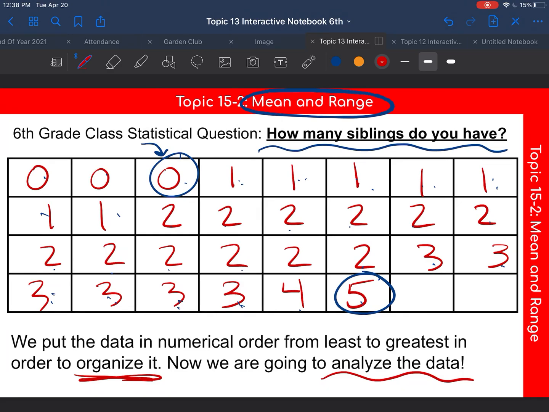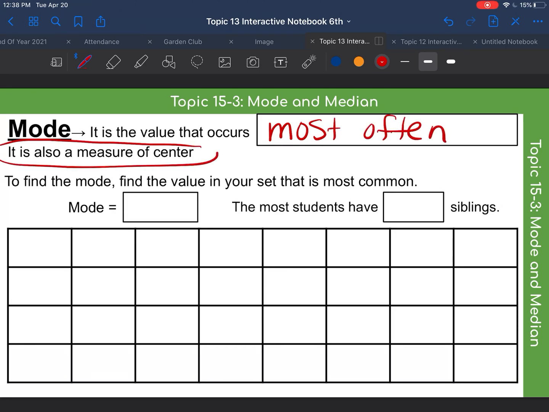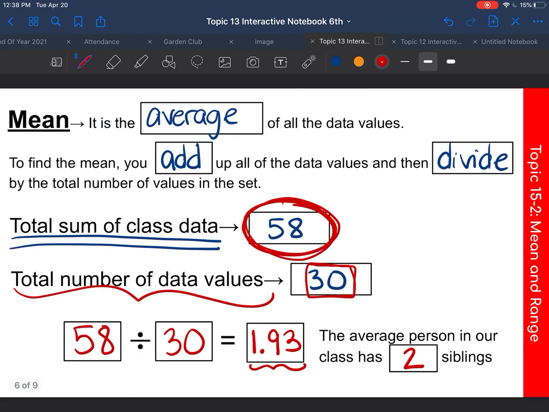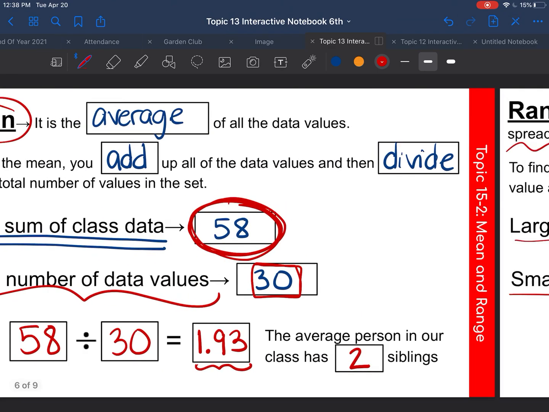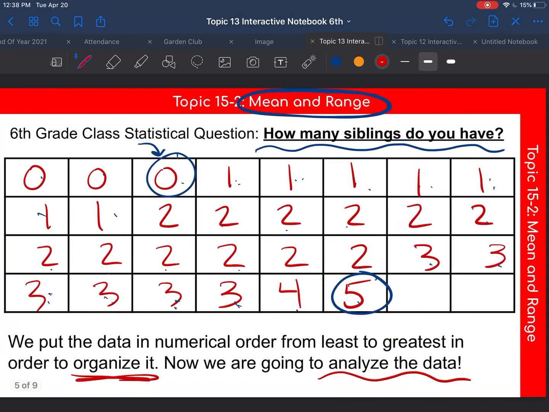All right? So today we're going to be talking about how to find the mode and the median, and we're going to need these data values as well. So we're going to fill these in. The mode is a value that occurs most often. The mode is also a measure of center, similar to the mean. It talks about something that's in the middle most often. To find the mode, all you do is find the value in your set that is the most common.